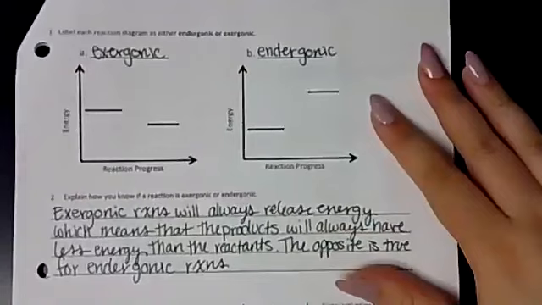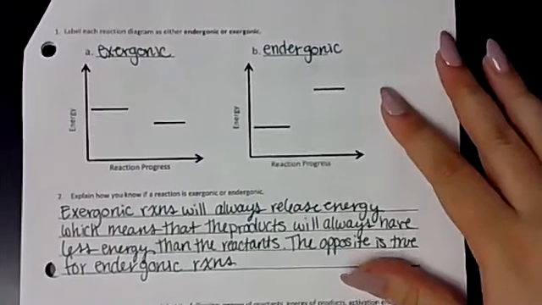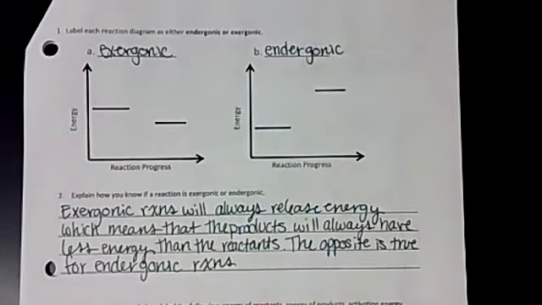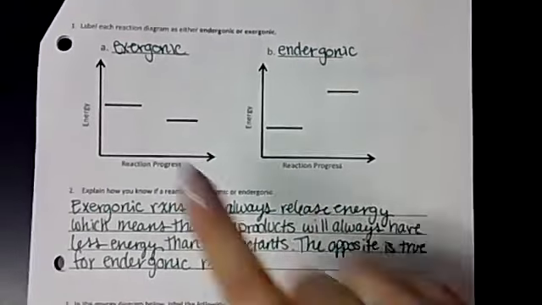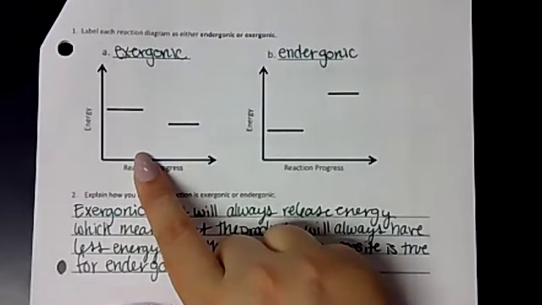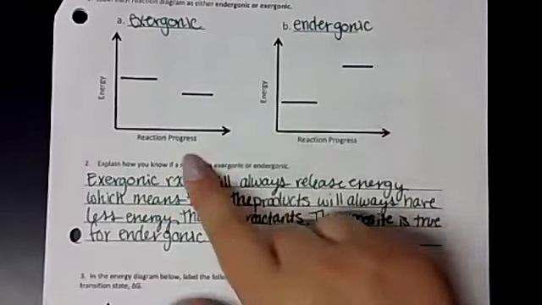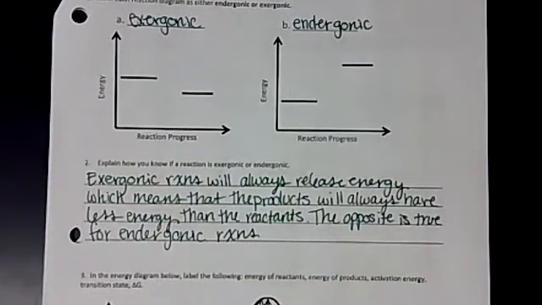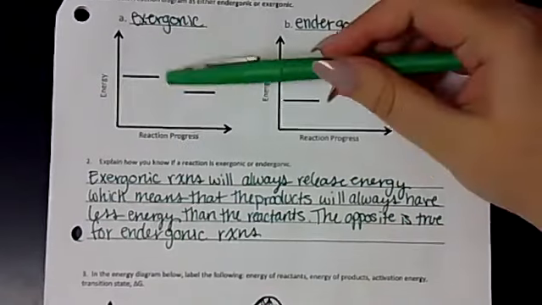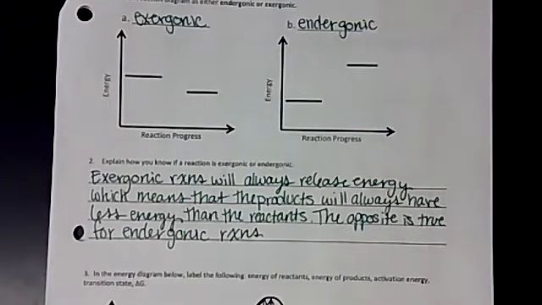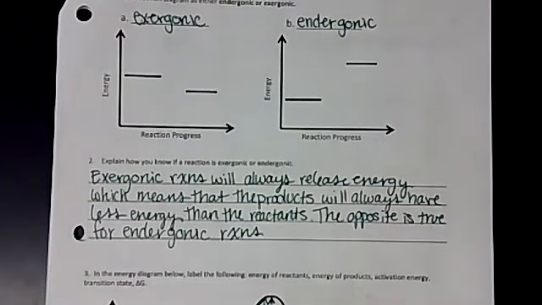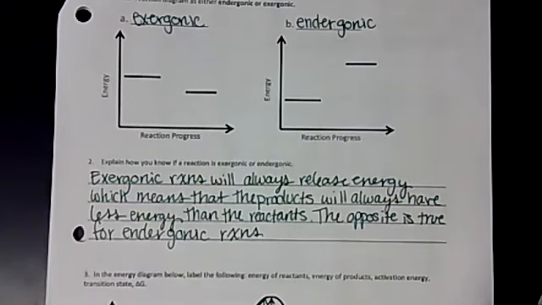So looking at 1, it says label each reaction diagram as either endergonic or exergonic, and then 2 says explain how you know. So our first, A, is going to be exergonic, and B is going to be endergonic. And we know that A is going to be exergonic because we can see that our products are starting with a lower energy than our reactants. So that means that energy is being released during the reaction, and exergonic reactions will always release energy.